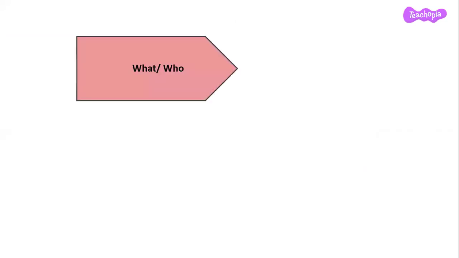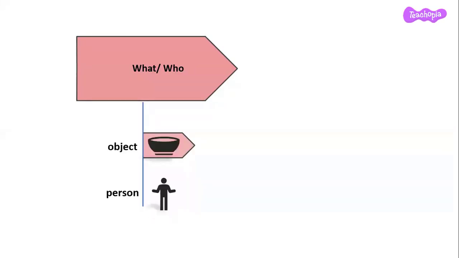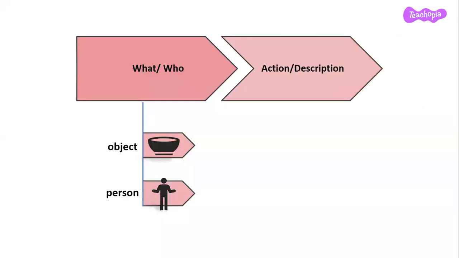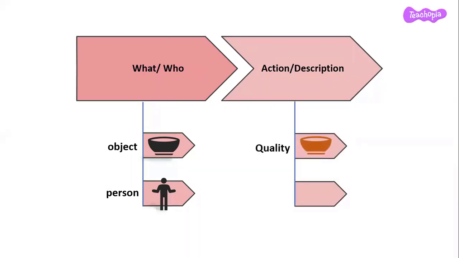So, block one, we have what or who. That is, what is the object we are talking about, or who is the person we are talking about. In block two, we need to address what is the action, or what is the quality that we are describing about the object or the person. Let's look at how we can construct sentences using these two blocks.